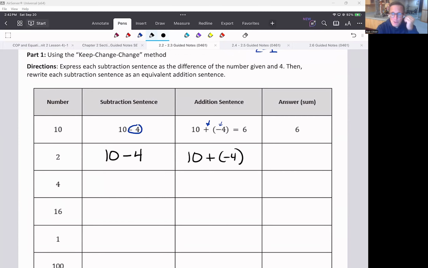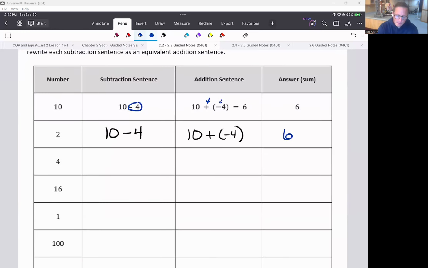I know that 10 minus 4 is 6. I get it. But the exercise here is just for you to get in the habit of changing a subtraction problem into an addition problem of a negative. Think of it as the addition of a negative. So 10 plus negative 4 is 6 as well, right?